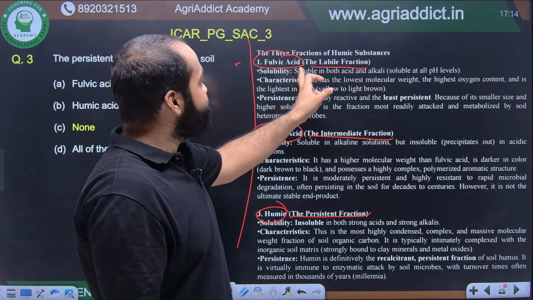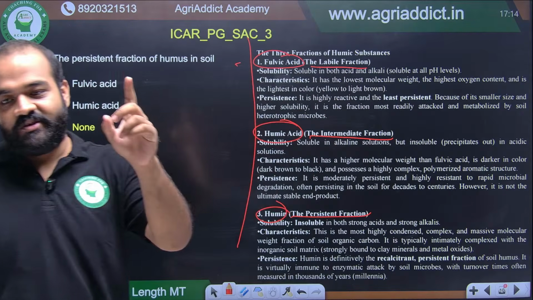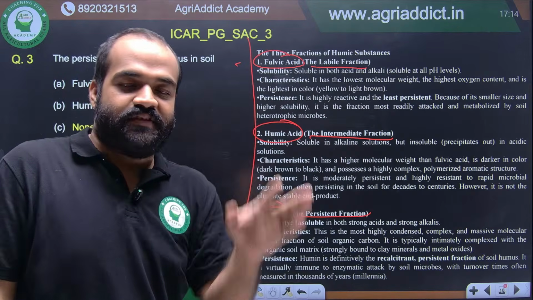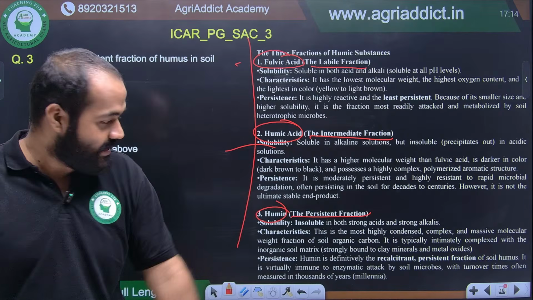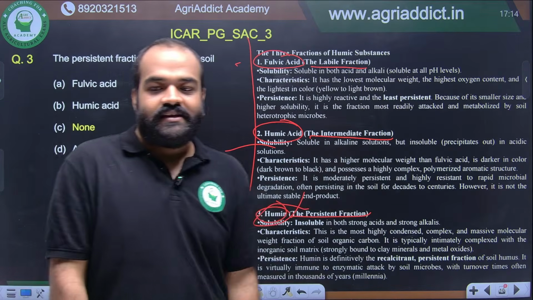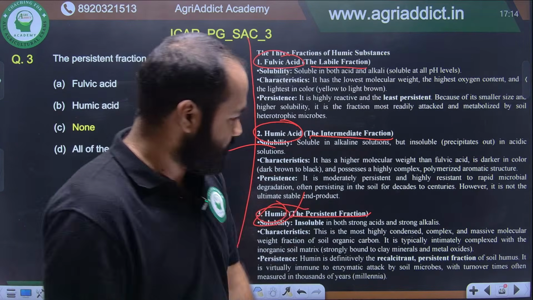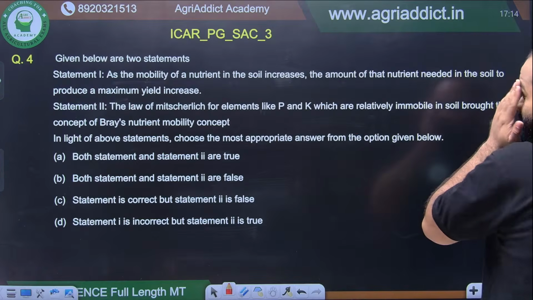So fulvic acid, as you all know, is the lowest molecular weight and it is soluble in everything. Everything means acid, alkali and water, whereas humic acid is only soluble in alkali, whereas humin is insoluble in everything, right? That is persistent. Moving on.